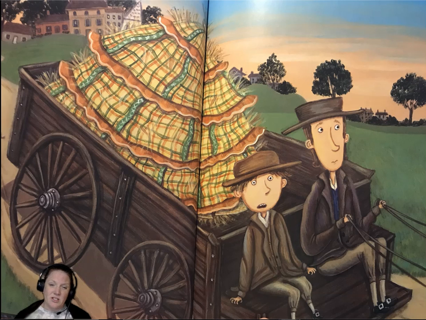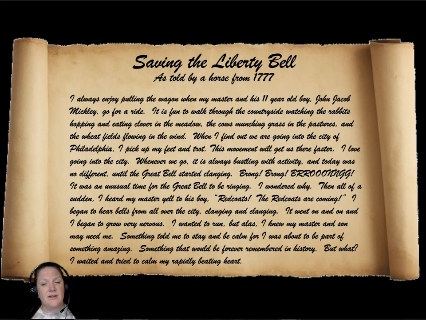So I'm not going to show you any more pictures, but I am going to show you what I want you to do. When you pick a historical story and you're finding some kind of object, it does not have to be an animal that's telling this story. It can be an object. For example, if you're writing about the same time as I am, and you wanted to write about the Declaration of Independence, you could actually have the Declaration of Independence telling you its story. Whatever you want to be telling the story, it can be. So I wanted a horse to tell this one, Saving the Liberty Bell as told by a horse from 1777.